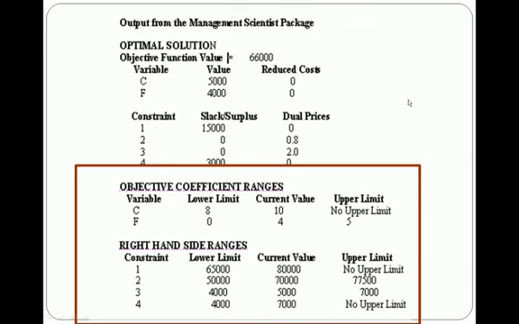And now looking at the limits for the objective function range on the right-hand side, within the limit for C between 8 and no upper limit, we will stay with the same solution, the same product mix. With F, we can go between 0 and 5, and we will stay with the same solution. The same for the right-hand side values. If our current value for E114, 80,000, goes down to 65,000 or up to no upper limit, we will stay with the same feasible solution. And similarly for constraint 2, 3 and 4.